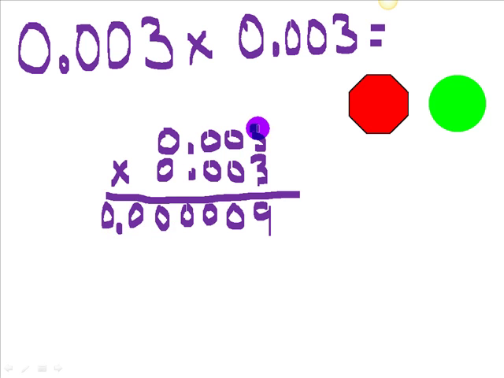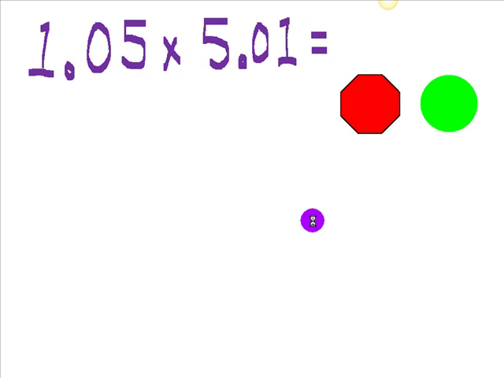So multiplying 3 thousandths times 3 thousandths gives me 9, let's see, that's thousandths, ten thousandths, hundred thousandths, millionths, 9 millionths, or 0.000009. That's the correct answer.